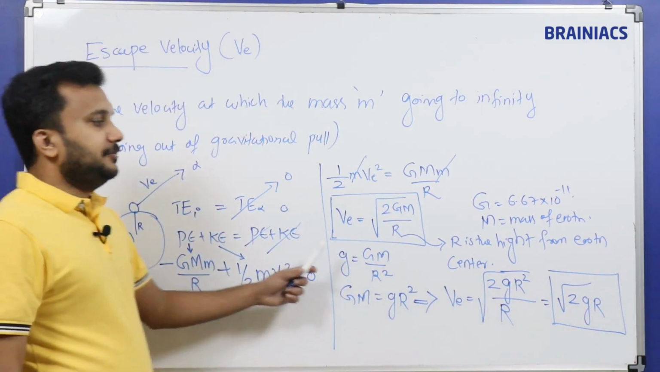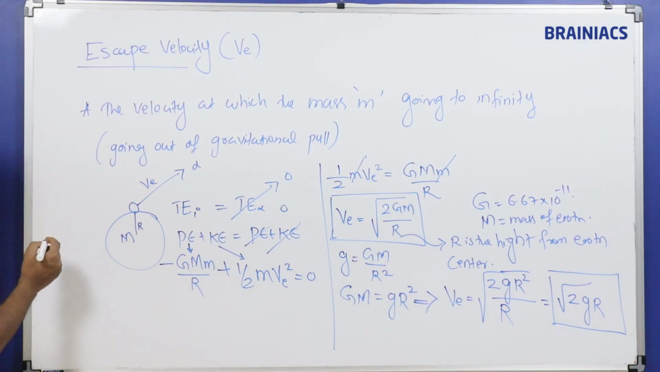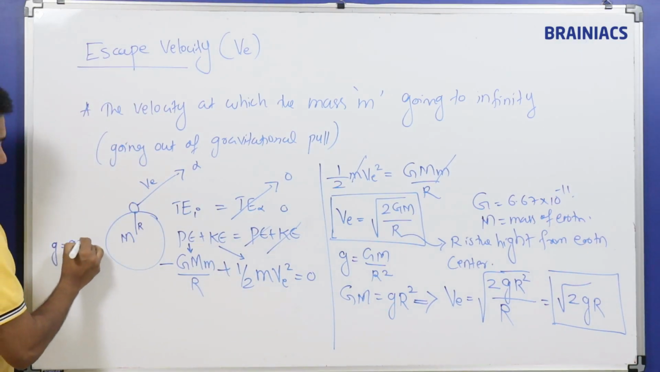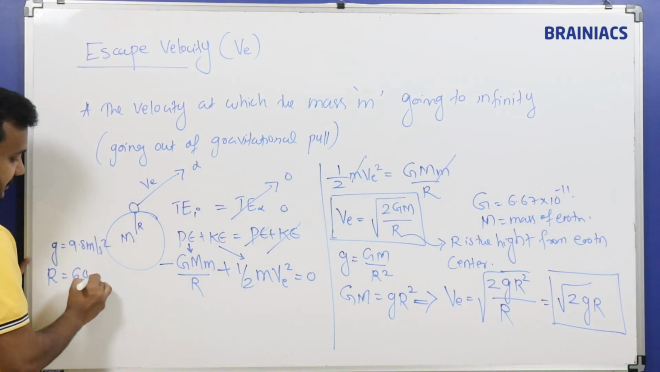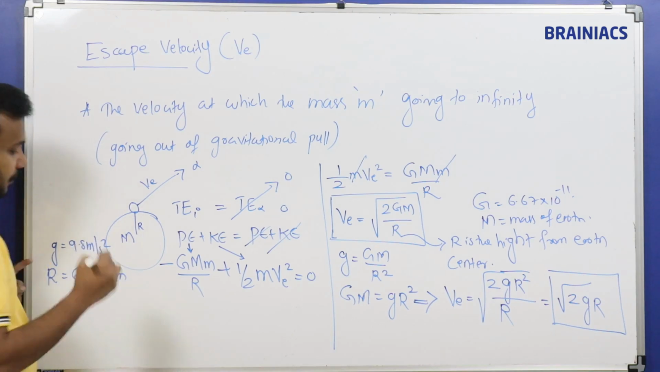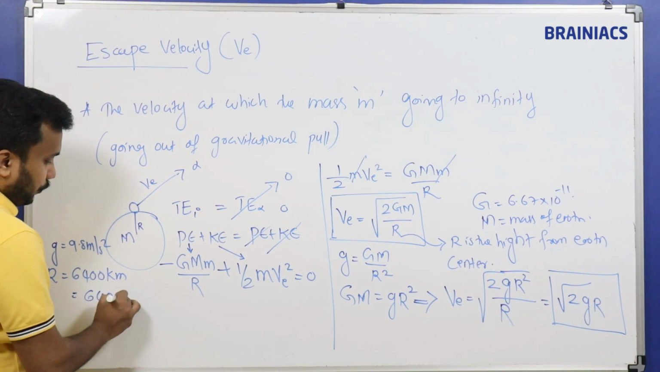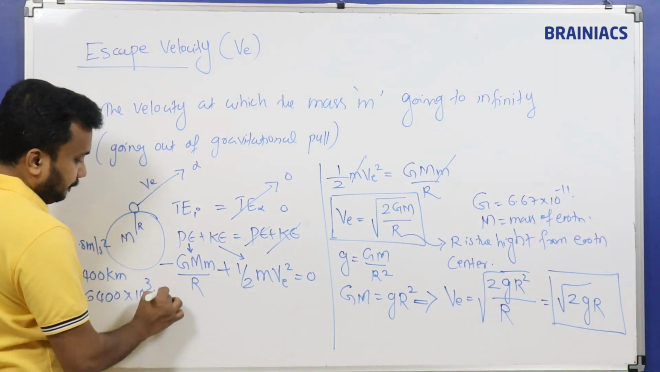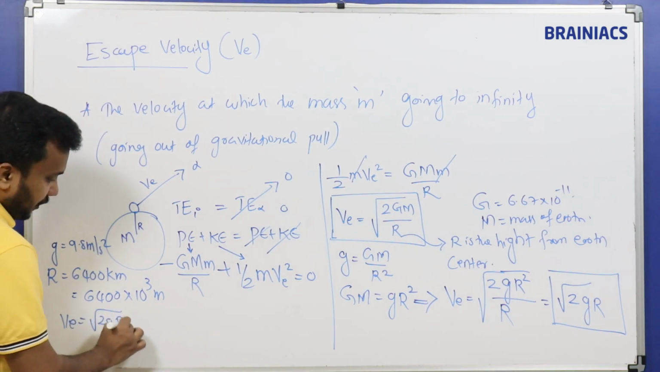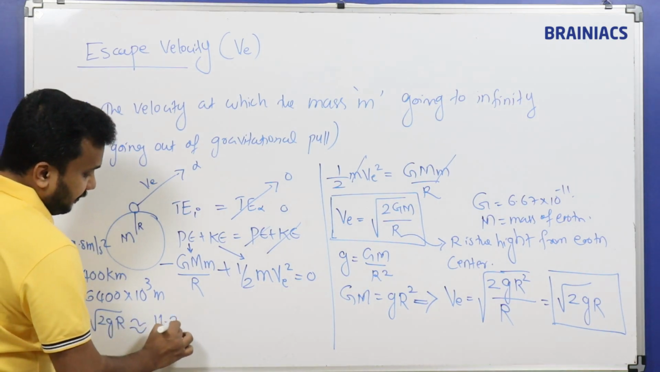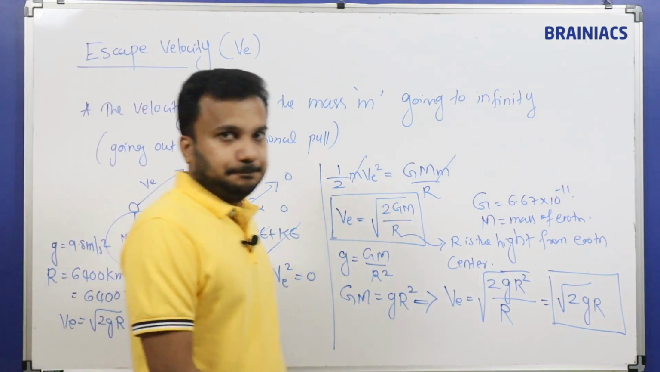Now we have these two equations. Both equations are one and the same. Now we know the value of g is equal to 9.8 meter per second square, and r is the radius of earth, 6400 kilometer. You can convert this into meter. So this is again equal to 6400 into 10 power 3 meter. If you substitute these values into this equation, you will get the approximate value as 11.2 kilometer per second. So this is important.